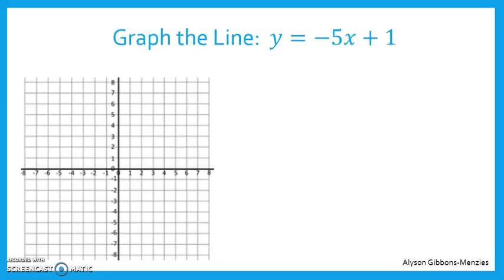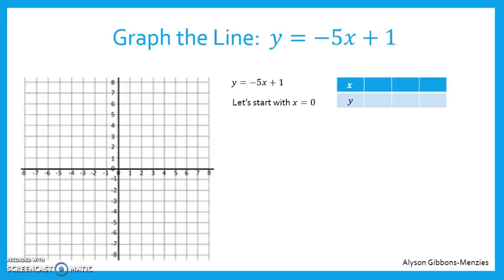Next, graph the line y equals minus 5x plus 1. Let's make a table. There are no fractions, so I can choose 0 and again small numbers. So let's start with x equals 0, and we will replace x with 0. So y equals minus 5 times 0 plus 1. Y equals 1. Next, I'm going to repeat with x equals 1. So y equals minus 5 times 1 plus 1. Y equals minus 4.